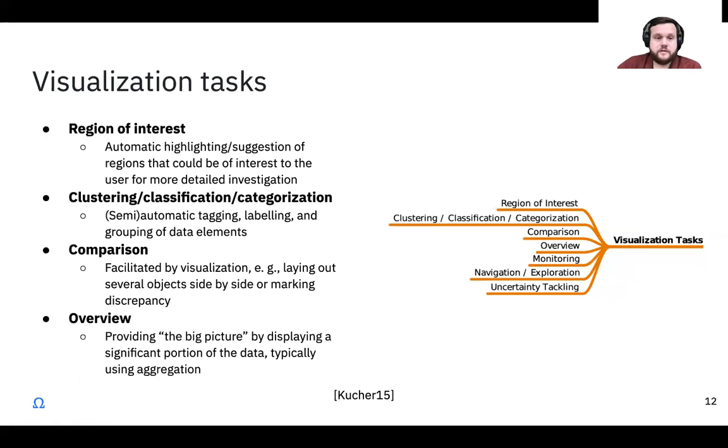Then we have our visualization tasks. So what can we do with visualization to help users analyze text data? So first we have the region of interest. So we are basically automatically highlighting, suggesting regions in the text that could be of interest to the user for more detailed investigation. So where the key parts of the action are actually happening. So sometimes text can be fluffy.